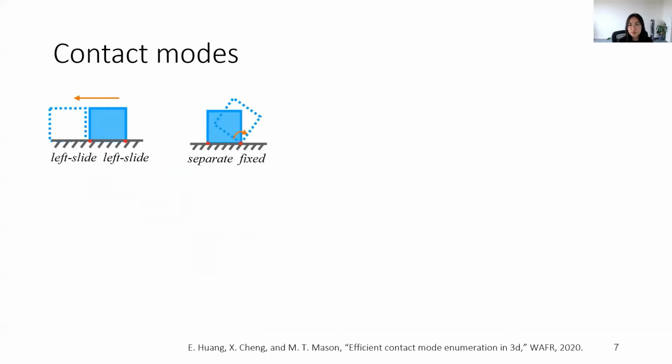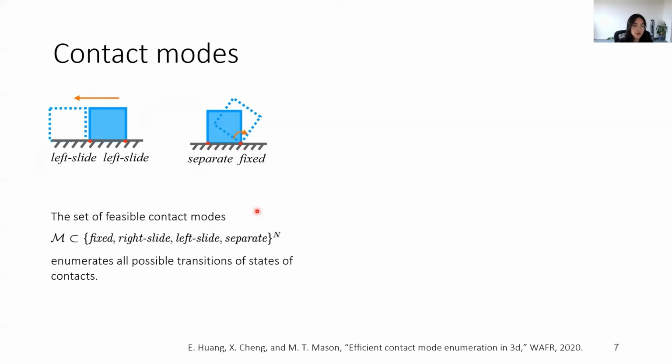So what are contact modes? Contact mode is a natural way to describe discrete changes or discrete transitions of contact. So here is an example. These two red dots are contacts. If the object is sliding to the left, the contact mode is going to be left slide, left slide. If the object is pivoting at this point, the contact mode is going to be separate and fixed. So a contact mode describes all the relative motions of all the contacts in the system.